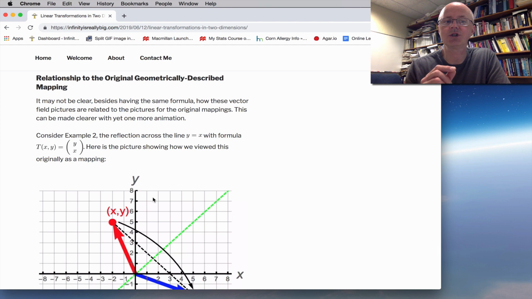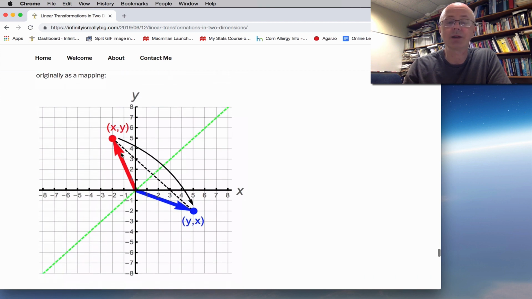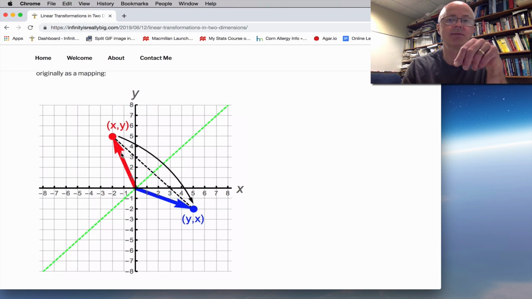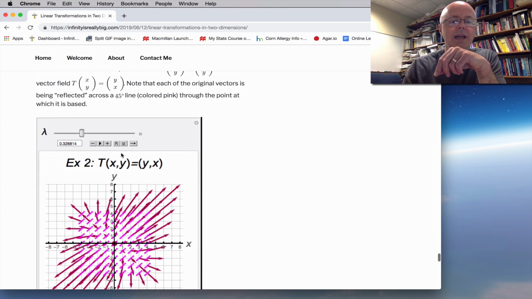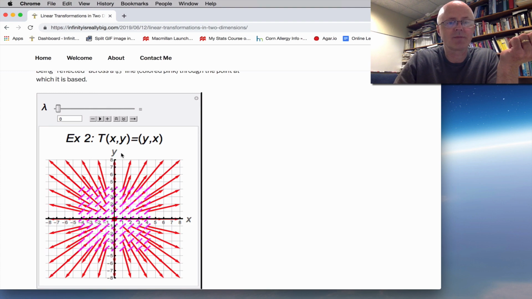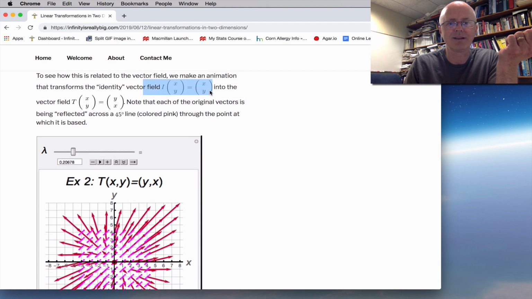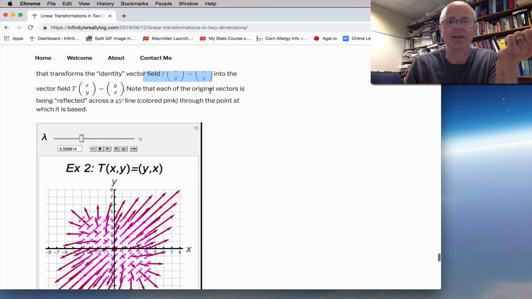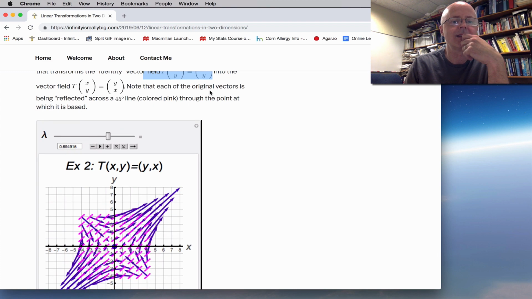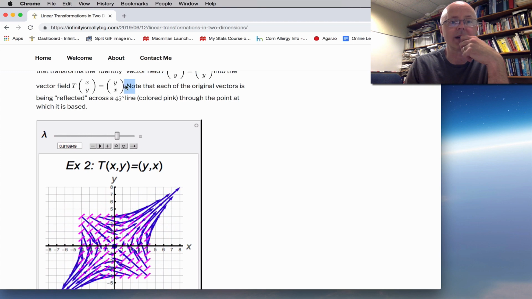I talked about the relationship between the geometrically described mappings and these vector fields. Let's go back to the reflection across the line y equals x here, which we initially visualized this way. How do you connect this visual with the vector field? Here's the key animation. Notice the red vectors are what I call the identity vector field, x, y. You could, in a sense, think of those as being inputs. And the output vectors are the blue vectors. That's the vector field y, x here.